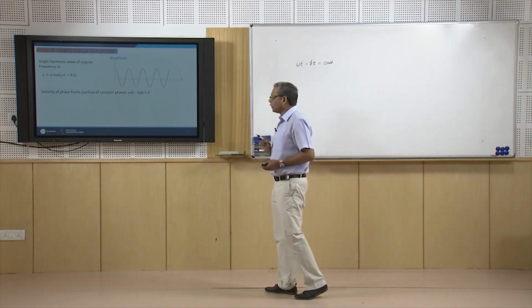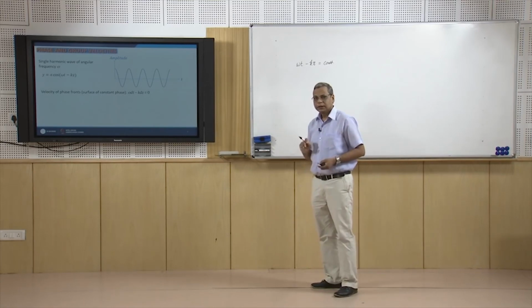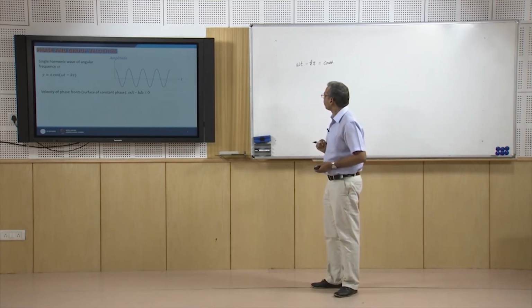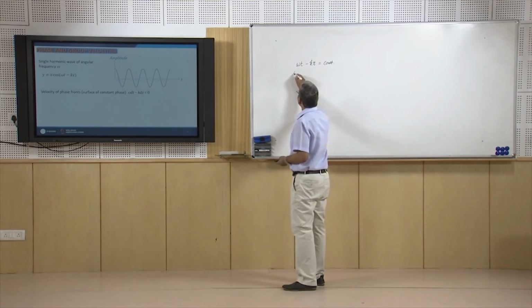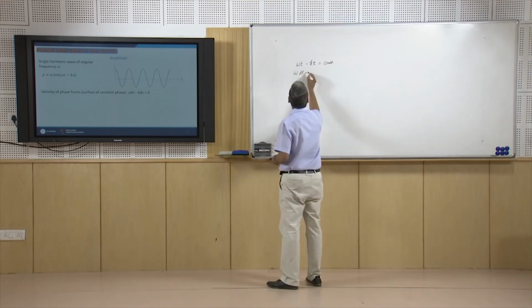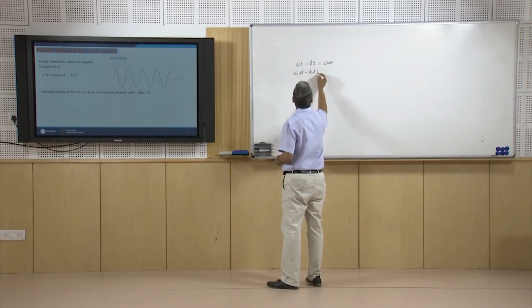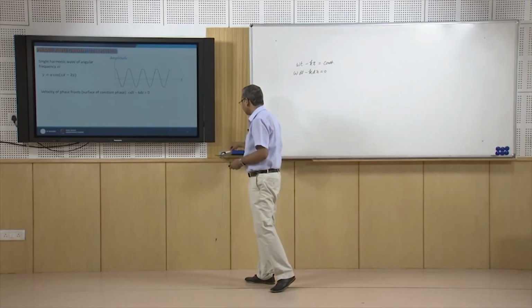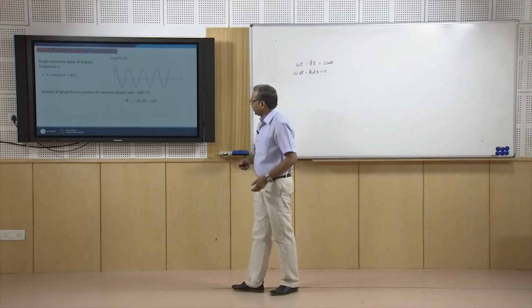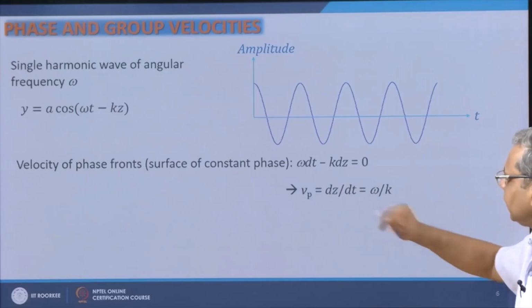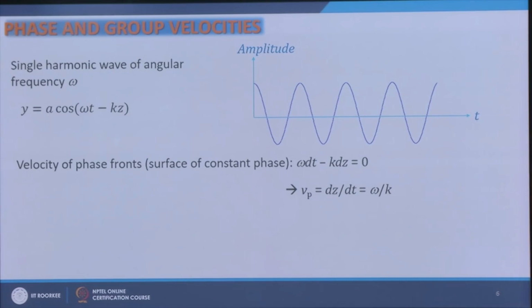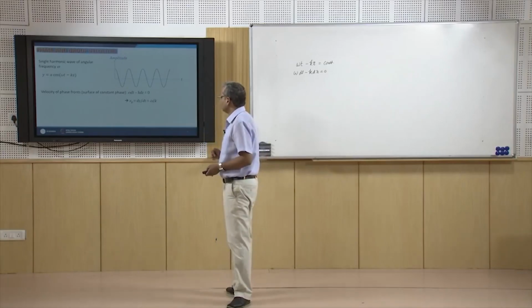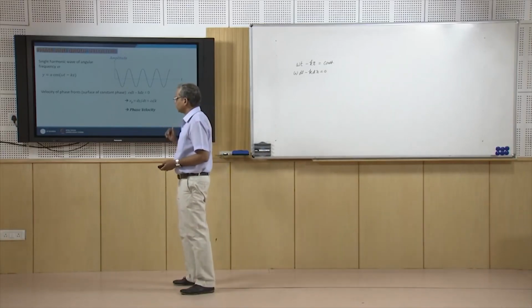Now, I can find out the velocity of phase fronts from here. I just differentiate it, then omega dt minus k dz is equal to 0. That is what I have there, and this will give me dz over dt is equal to omega over k, and this dz over dt is nothing but the velocity of the phase front, and this is known as the phase velocity.